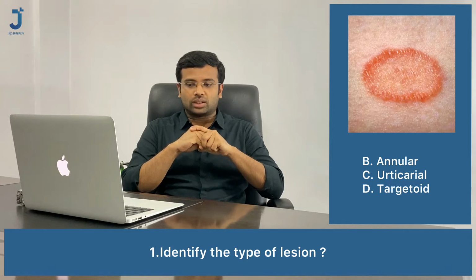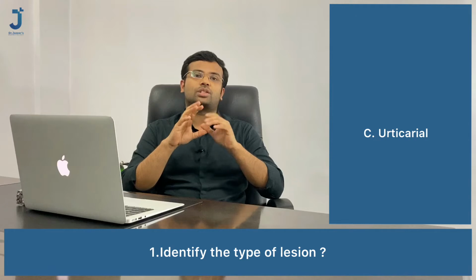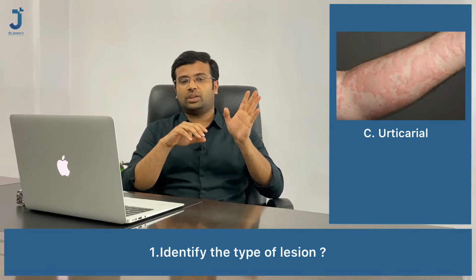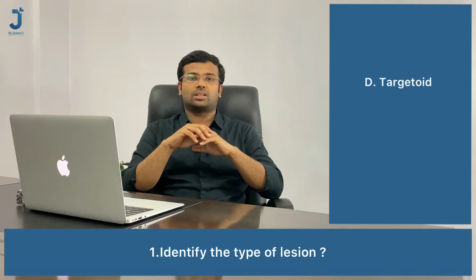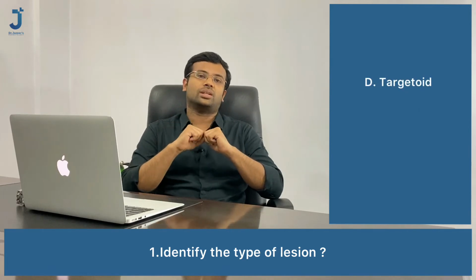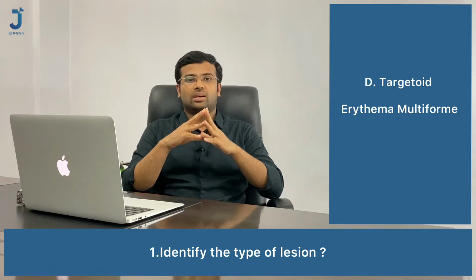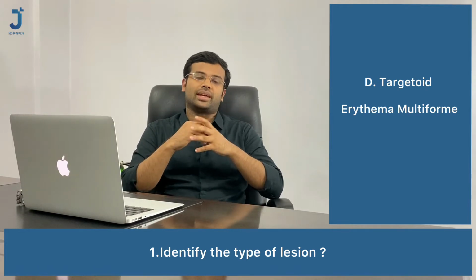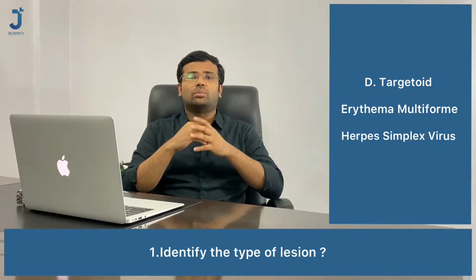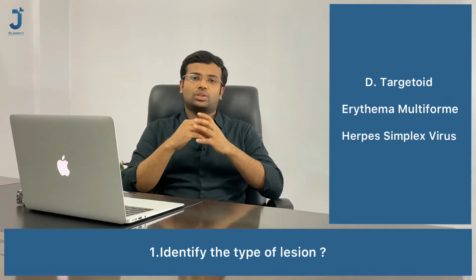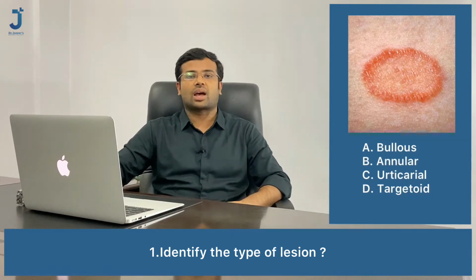The third option was urticarial. Urticarial means the lesion is going to have something like this, where there is going to be an edema beneath the skin. And what is targetoid lesion? Target lesions you see in a condition called erythema multiforme, that is usually seen with certain infections like HSV, and also it can be seen with some drugs as a side effect. So these are all the options, and the answer for this question is annular.